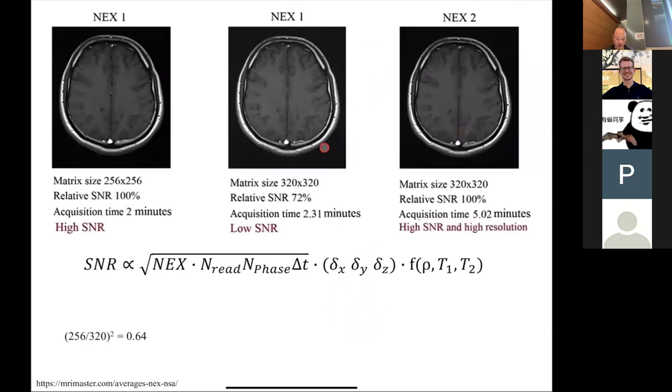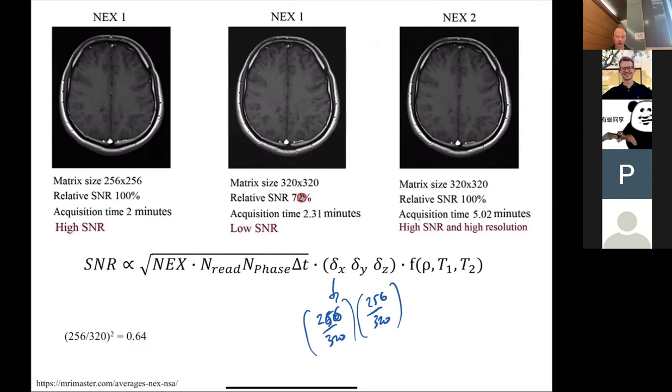Here's another trade-off that you might make. In this case, they kept the FOV the same, but the matrix size went from 256 by 256 to 320 by 320. So each of these, the resolution went down by a factor of 256 over 320. And if you multiply those together, you get 0.64.